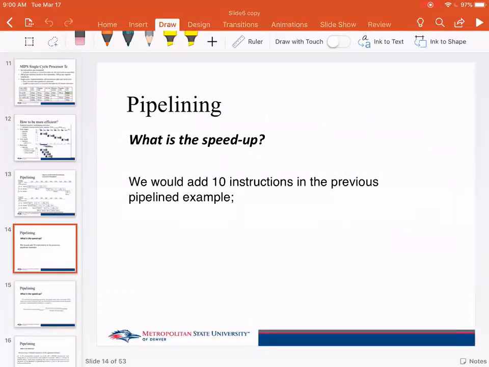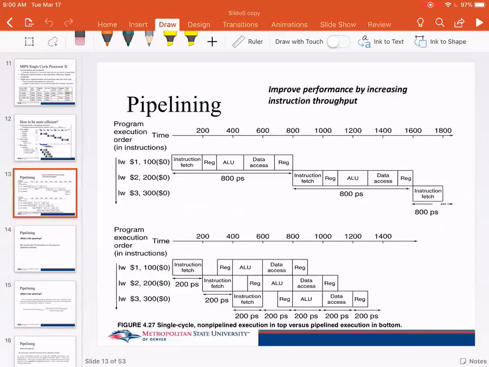In the example in the slides, we would add 10 instructions to the previous pipeline example. If you still remember, we were talking about a particular processor example. Suppose a single cycle processor needs 800 PS to implement one instruction. So every instruction costs you 800 PS. If you have 3 instructions, that will be 800 times 3. If you have 10 instructions, it will be 800 times 10, right? So you can have a lot of instructions.